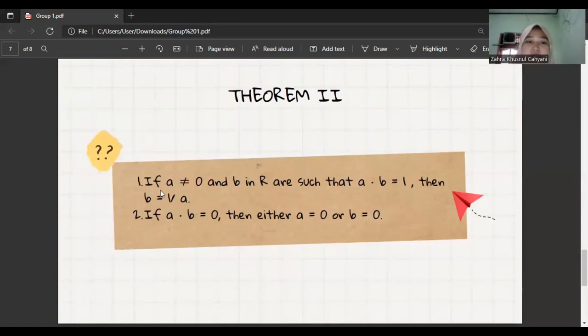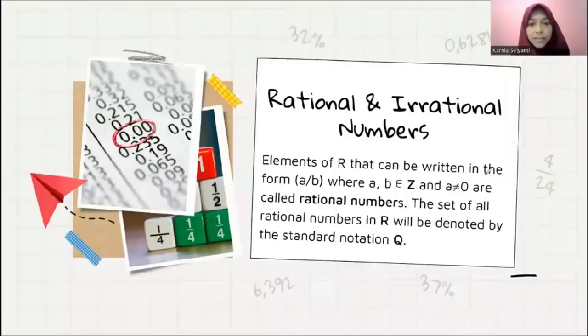In here, the first is if A is not equal to 0 and B in R such that A times B equals 1, then B equals 1 over A. For the second one, if A times B equals 0, then either A equals 0 or B equals 0. The next is about rational and irrational numbers.